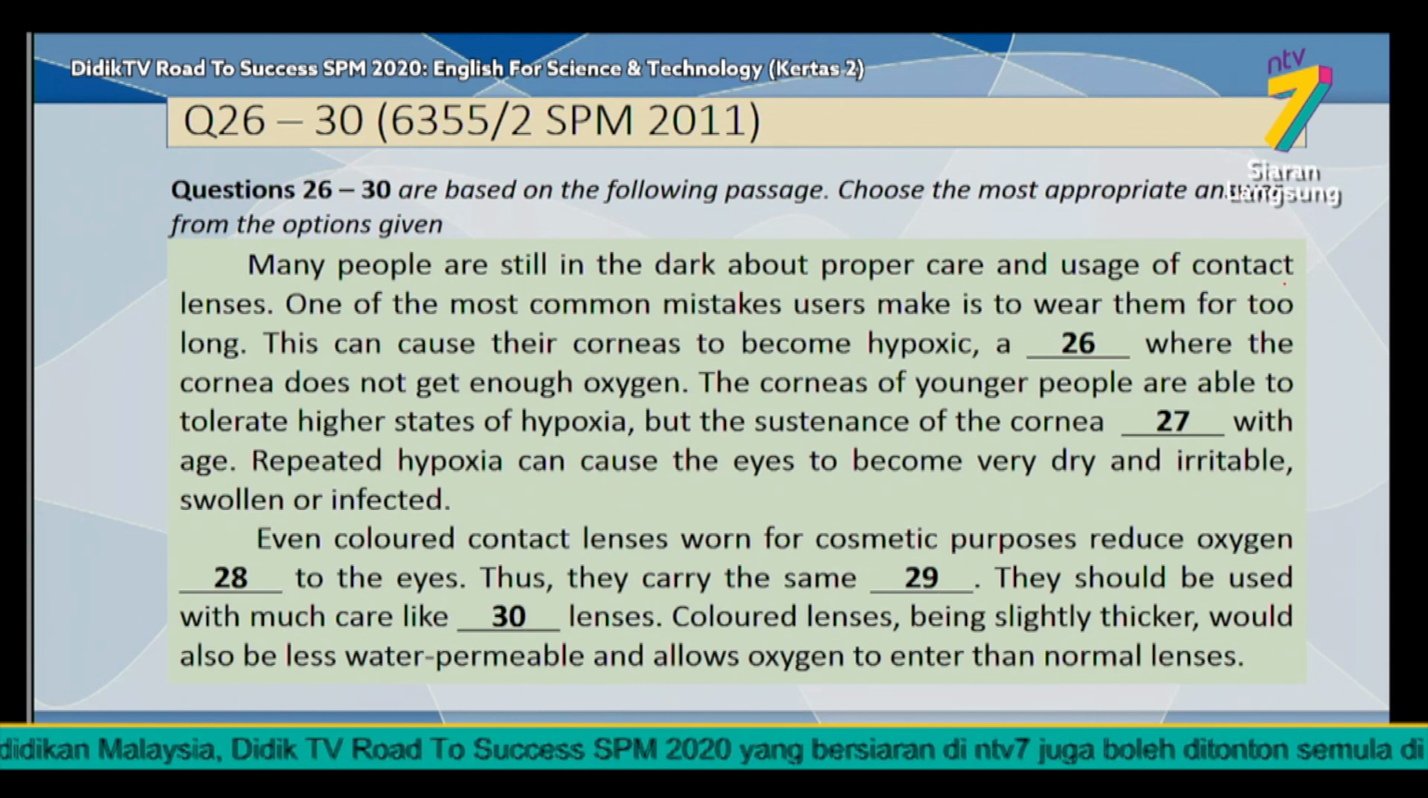Many people are still in the dark about proper care and usage of contact lenses. One of the most common mistakes users make is to wear them for too long. This can cause their corneas to become hypoxic. Just read until the word oxygen, then I go to the options for question 26. Why does the cornea not get enough oxygen?